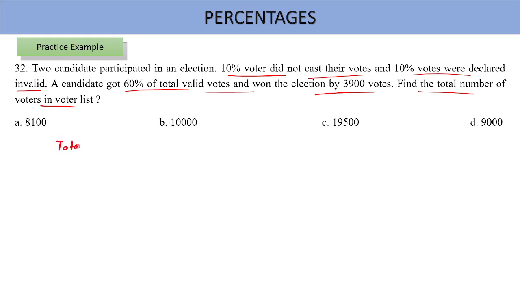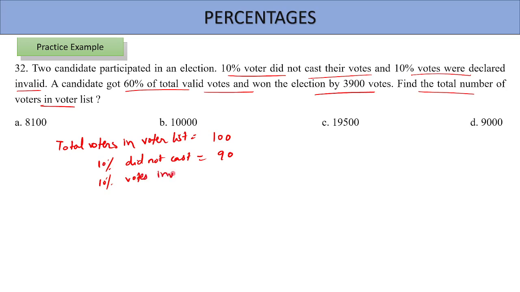Okay, so let's say the total voters in the voter list were 100, of which 10% did not cast their votes. So this is the remaining 90. Of this 90, 10% votes were declared invalid. That means 90 minus 9, which is 81.